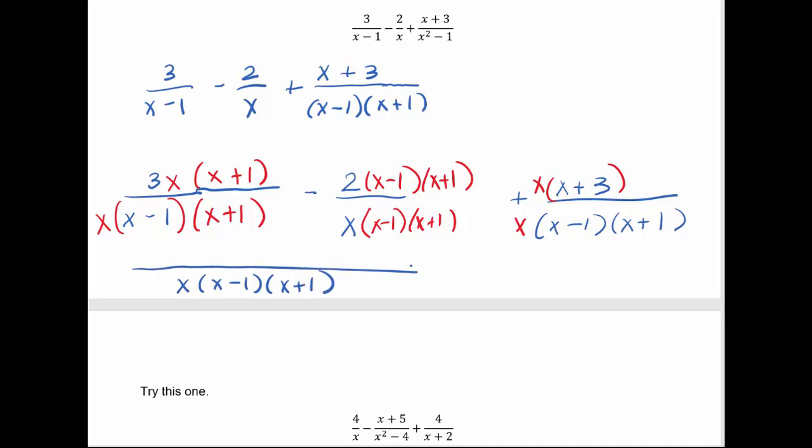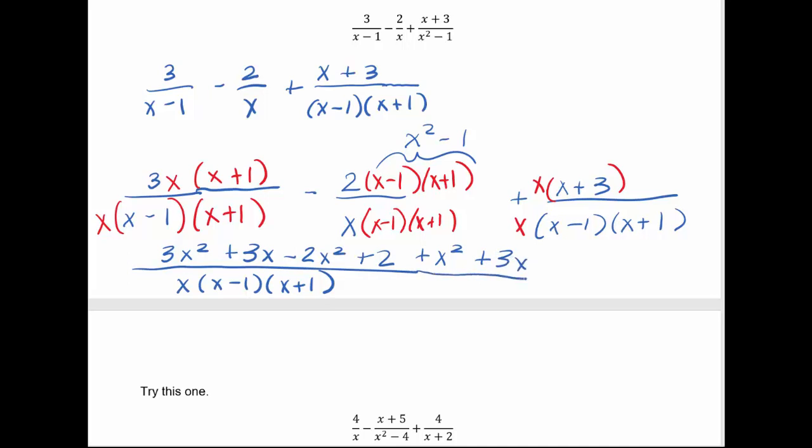Going across the numerator, 3x times x is 3x squared. 3x times 1 is 3x. Then if you multiply this together, that would give you x squared minus 1. Negative 2 times x squared is negative 2x squared. Negative 2 times the negative 1 is a positive 2, plus x squared plus 3x.